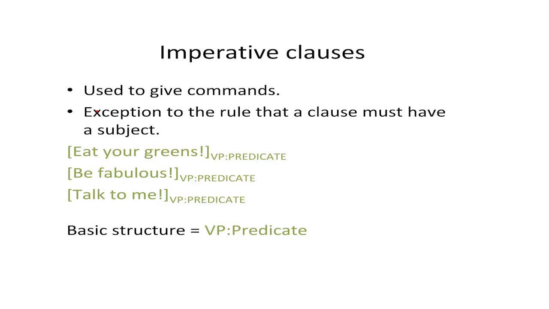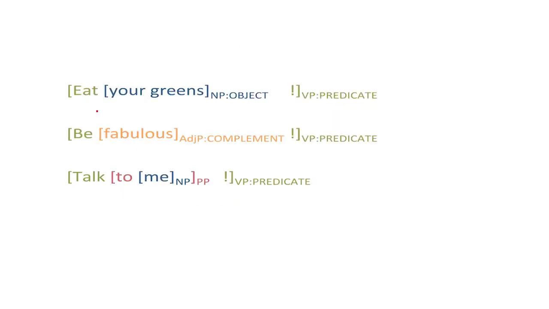Note carefully that the structure of the verb phrase in an imperative clause has exactly the same options as for a declarative clause. You can have a transitive verb like eat, and it's still post-modified by an object noun phrase, just like in the declarative clause. If you have a copula like be, it's still followed by a complement, such as an adjective phrase, fabulous. And if you have an intransitive verb like talk, it doesn't have an object or a complement, but it could be post-modified by a prepositional phrase like to me.